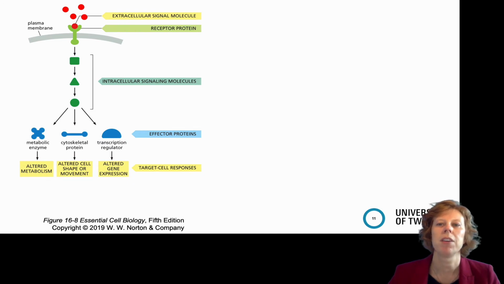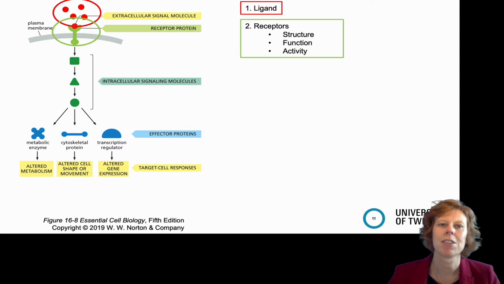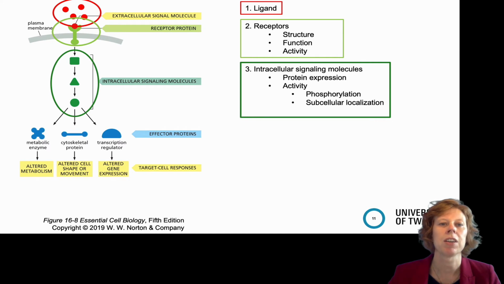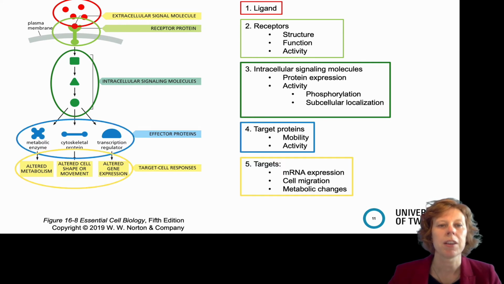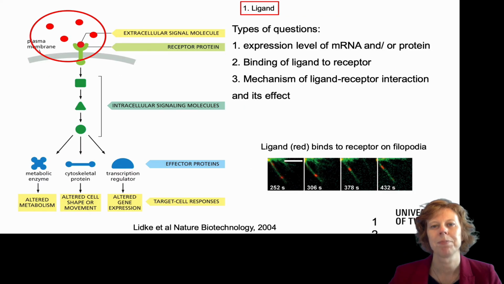Research can be done on different parts of the signaling pathway: on ligands, on receptors, on intracellular signaling molecules, target proteins, and other targets, such as mRNA expression, cell migration, and metabolic changes. At the level of ligands, one can ask numerous questions. For example, looking at the ligand-producing cell, the expression levels at the mRNA and protein level may be interesting to look at.